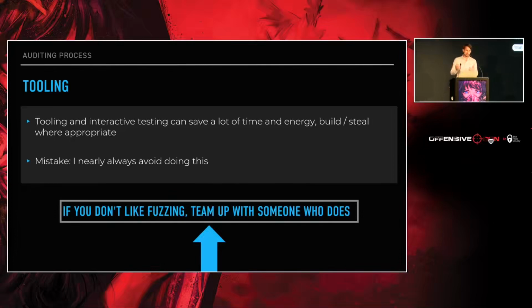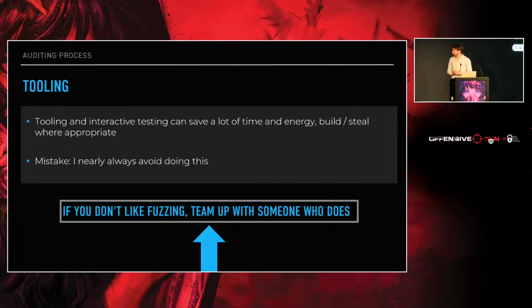But definitely tooling and interactive testing can save you a lot of time and energy, and it's been a big mistake throughout my career that I never really do this because I'm super lazy. But also actually, like I said before, a lot of the times when I'm looking at code, I'm actually curious about the technology rather than just finding bugs. So, in that respect, getting existing tools and running them is not useful, although admittedly building the tools is.